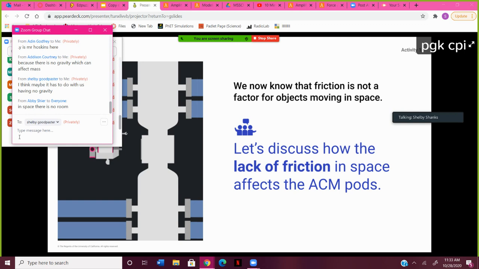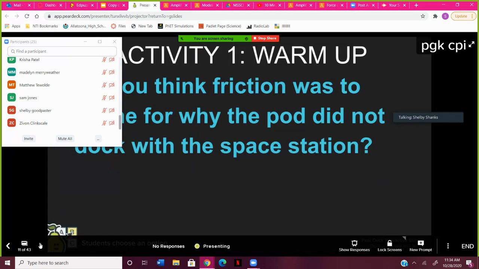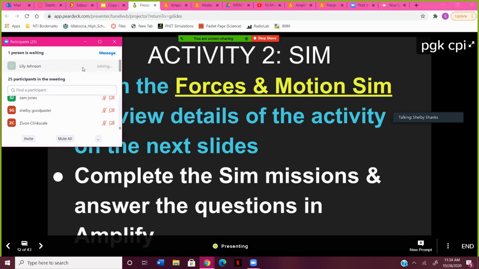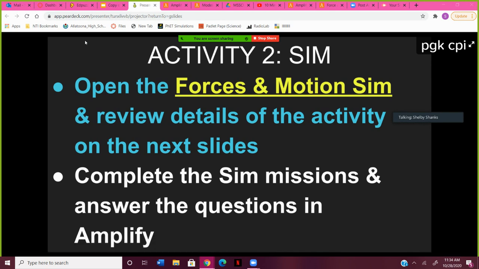All right, so gravity has a lot to do with the lack of friction in space. Okay. So let's go on. We're going to keep moving on because we've got to get to this activity. All right, so we are going to open up that force and motion simulation that we first looked at on one of the first days that we started this chapter.